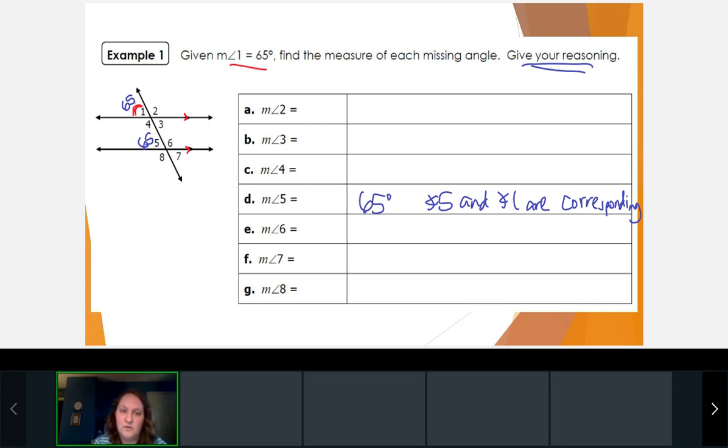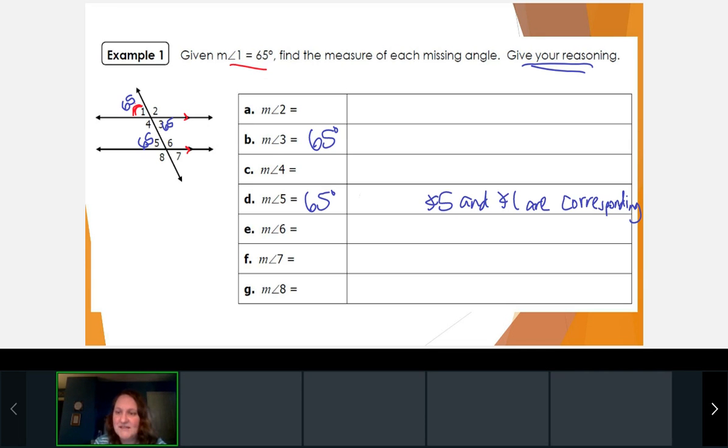What about vertical angles? What angle is vertical to angle 1? 3. Yes, thank you. Angle 1 and angle 3 are vertical. So now I know angle 3 has to be 65 degrees. I should have written that over here. That's silly. I'm going to put that over here. Now, vertical angles are always congruent no matter what. Parallel lines are not required. Vertical angles will always be congruent. So angle 3 is 65.